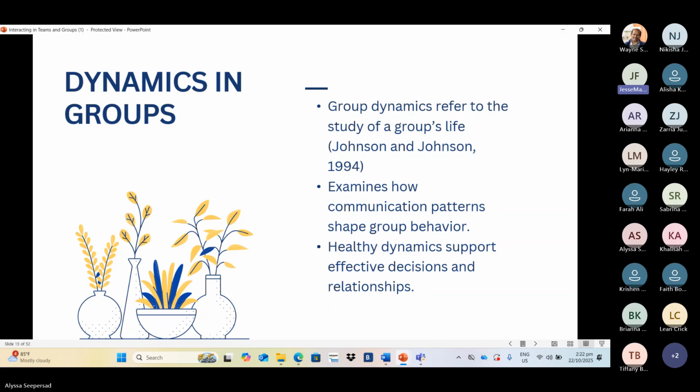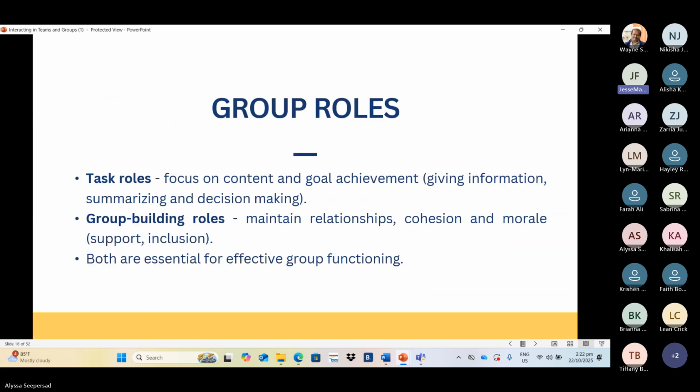An important foundation of group dynamics would be to understand that members' communication patterns may indicate the roles that they tend to adopt. So there are two types of roles, task roles and group building roles.